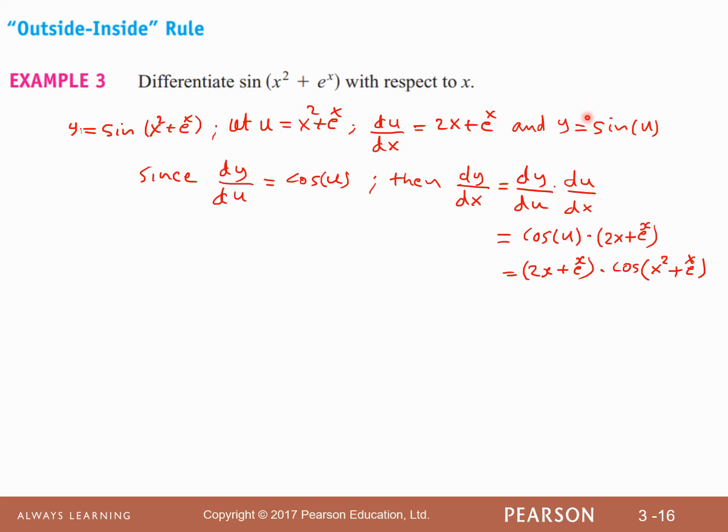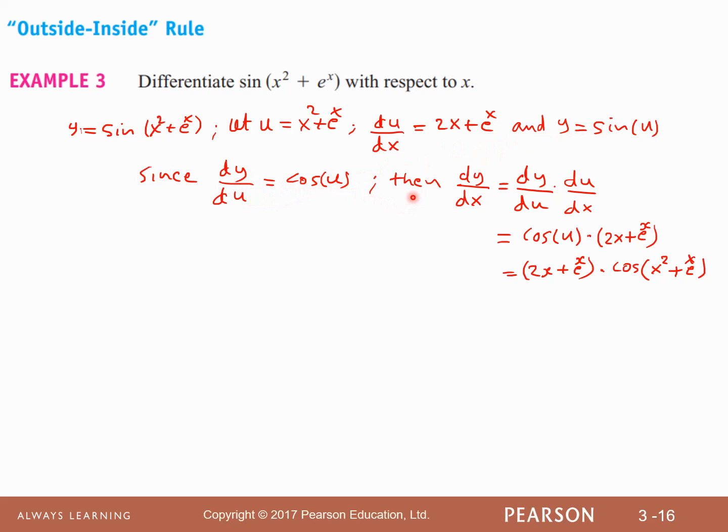Why? Because we set u to be equal to x squared plus e to the x, and we have here y equal to sine of x squared plus e to the x, so we can replace this by u. So y equal to sine u, which is what we have over here. Now from y equal to sine u, we can find the derivative. So dy by du equal to cosine u, derivative of y. So derivative of y with respect to u is equal to cosine u.